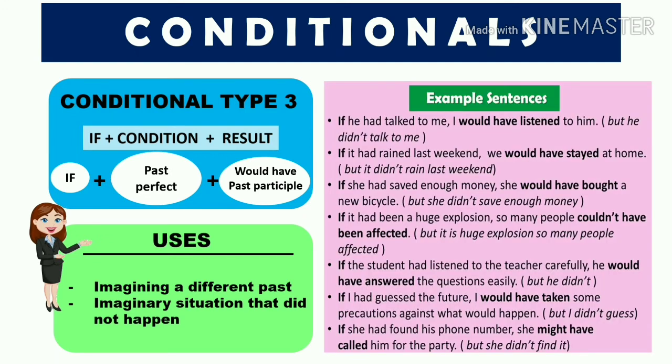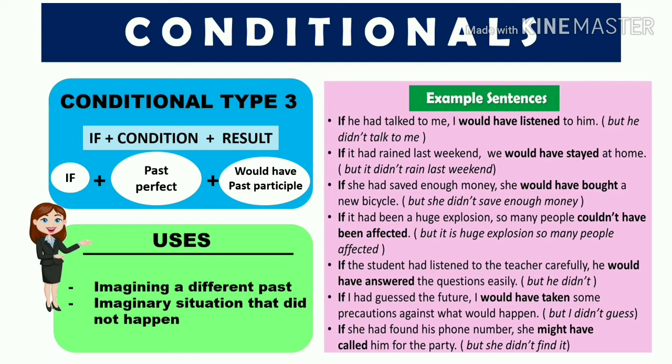Examples of conditional type 3. If he had talked to me, I would have listened to him. But he didn't talk to me, so I didn't listen to him. So when you're talking about the past, you're imagining a scenario. So you say, if he had talked to me, I would have listened to him if things were different.